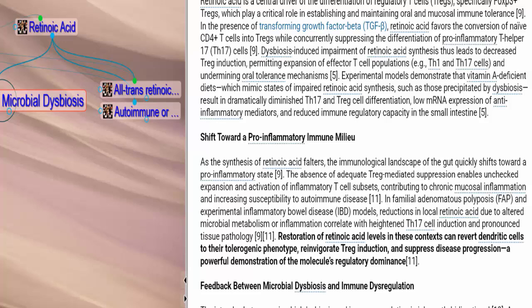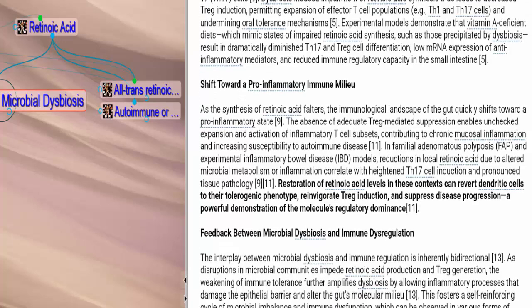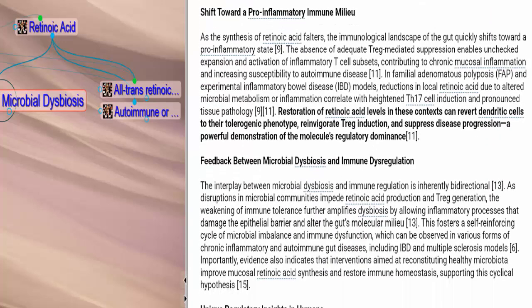As synthesis of retinoic acid falters, the immunological landscape of the gut quickly shifts toward a pro-inflammatory state. Restoration of retinoic acid levels in these contexts can revert dendritic cells back to their tolerogenic phenotype, reinvigorate Treg induction, and suppress disease progression, a demonstration of the molecule's regulatory dominance.